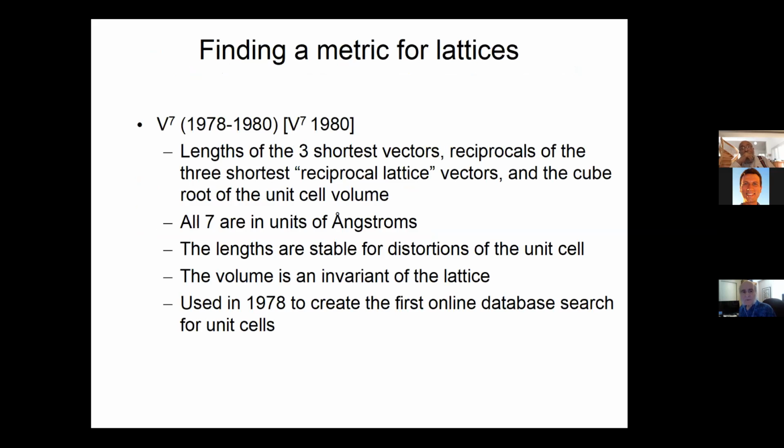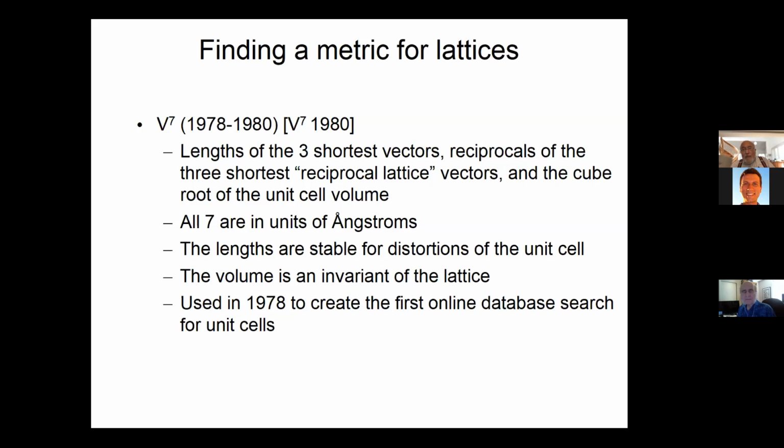So in 1978, there wasn't any algorithm for comparing lattices. The only thing that was being done basically was compare the 3 axial lengths. And if the angles matched, that was nice. And if they didn't match, you didn't know if it was the same thing or not.